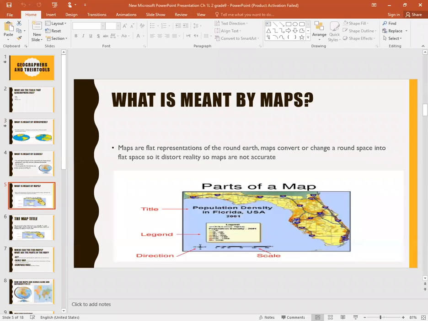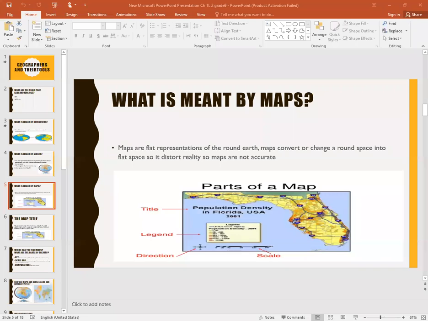Let's move to the second one. What's meant by maps? Hannah, what's meant by maps? It is an example or a picture of all of Earth that contains all the continents and the oceans. Thank you. It's close enough.